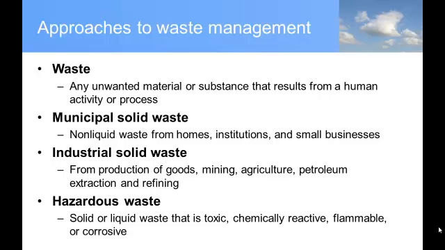There are three main categories of waste. There's municipal solid waste, which is the stuff that's picked up from your home every week when the trash man comes by. Industrial solid waste is produced from the production of goods and any type of manufacturing or mining or agricultural process. And hazardous waste is in particular waste that can be solid or liquid and is toxic, chemically reactive, flammable, or corrosive.